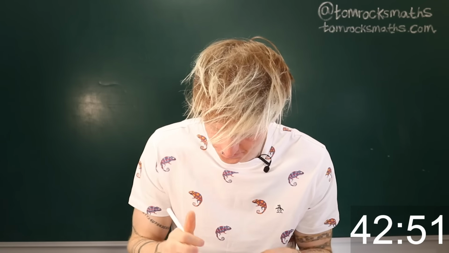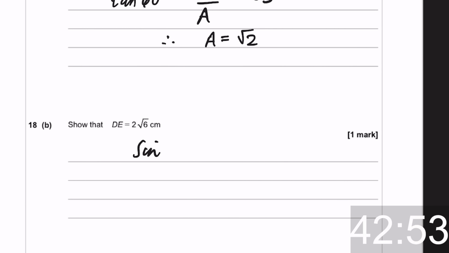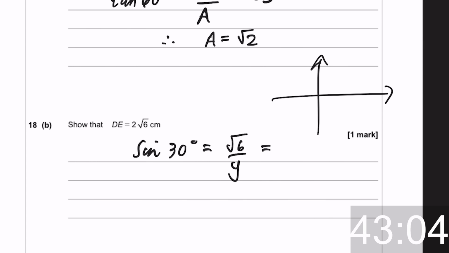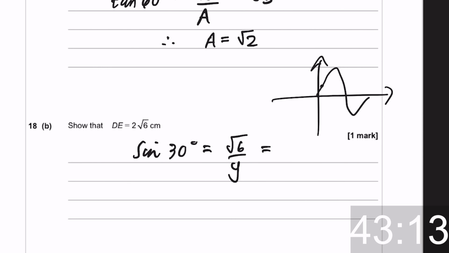So I know that sine of 30 degrees is opposite over hypotenuse, so root 6 over Y. But what do I know sine of 30 degrees is? Let's draw the graph really quickly. Sine of 30 degrees, so I know that that's 90, it's quite small then, isn't it? So sine of 30 is a half. Therefore y equals 2 root 6. Yes, cool.